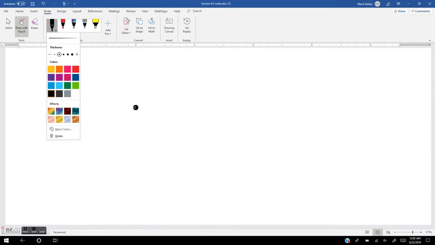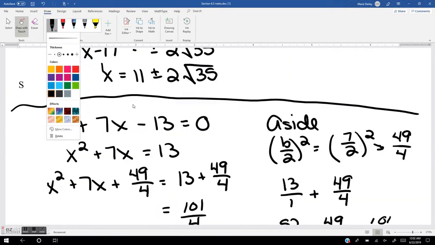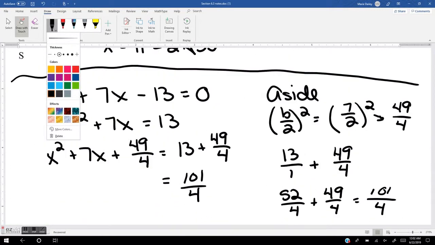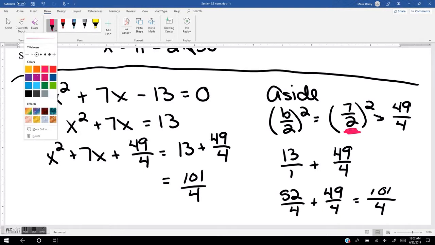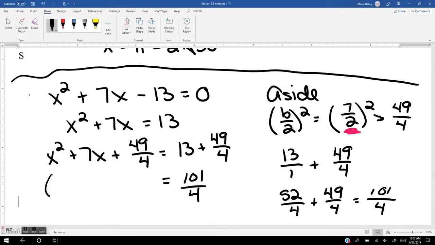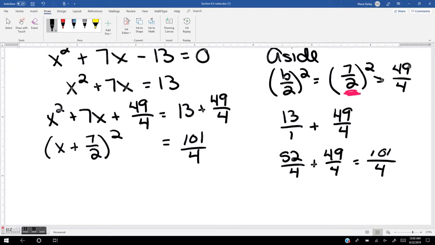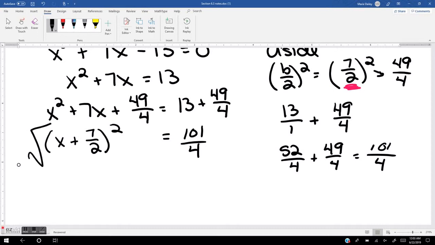So when I go then to factor this crazy looking equation, x squared plus 7x plus 49 over 4, my second term in the factor is going to be my b over 2. So in that case, that's going to be 7 halves. So factoring this down then, this will be x plus 7 halves squared equals 101 over 4. Now if you want to go ahead and multiply that out using FOIL, you'll see then that you do get that original expression. Now from there, it's the same deal.